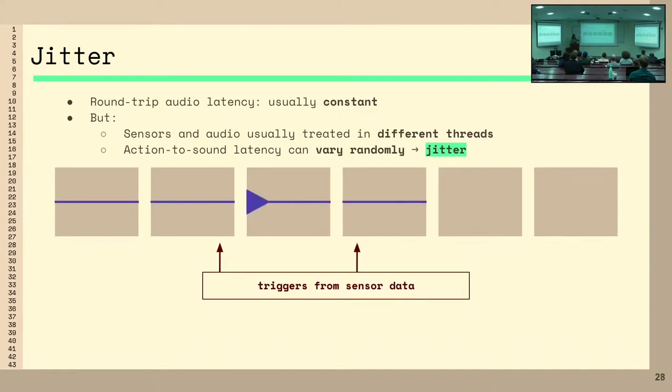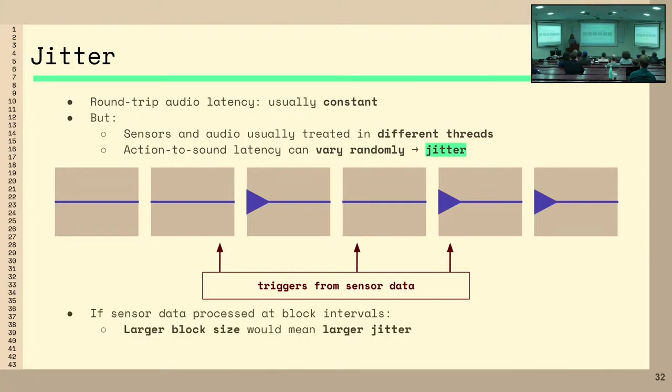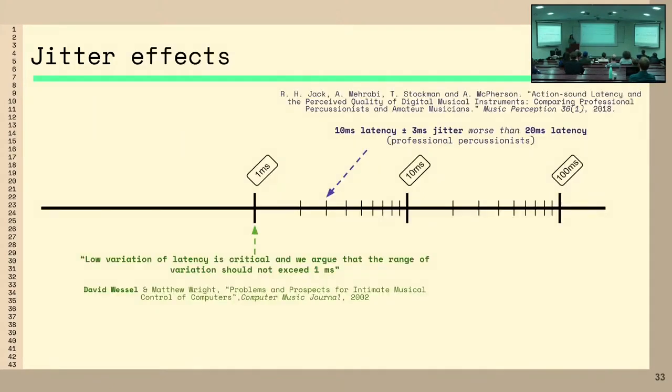And so you're going to have this perceived misalignment of your action and the sound that you're generating, which is what jitter means. And this increases with block size. If your block size is bigger because you're trying to do some bigger processing, jitter is going to increase with it. This has proven to be, if not as disruptive as latency, more disruptive.